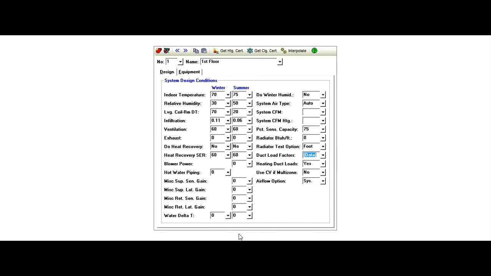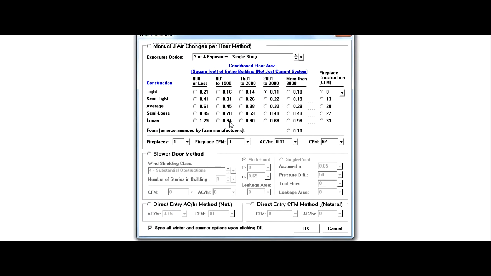So the next step is we're looking at the air infiltration. Now the 2012 code for this region is 3 air exchanges per hour. Translated into Manual J, that's a tight construction. So the 2009 code is 7 air exchanges per hour, which is an average construction. The 2012 code is 3 air exchanges per hour, which is a tight construction.